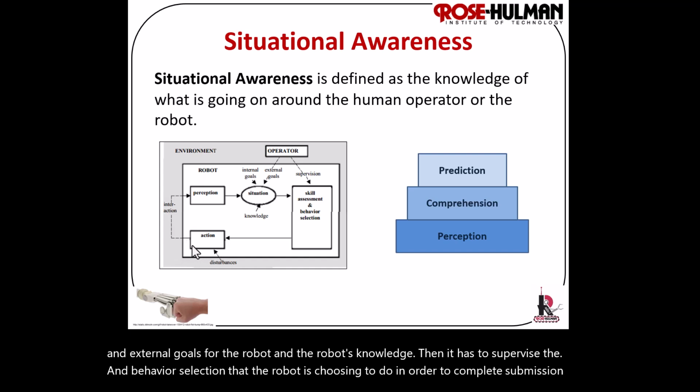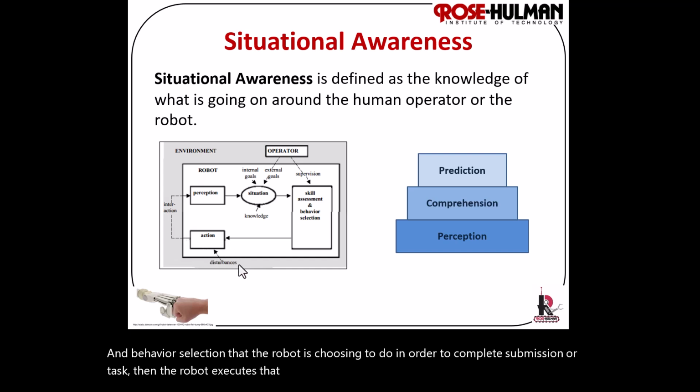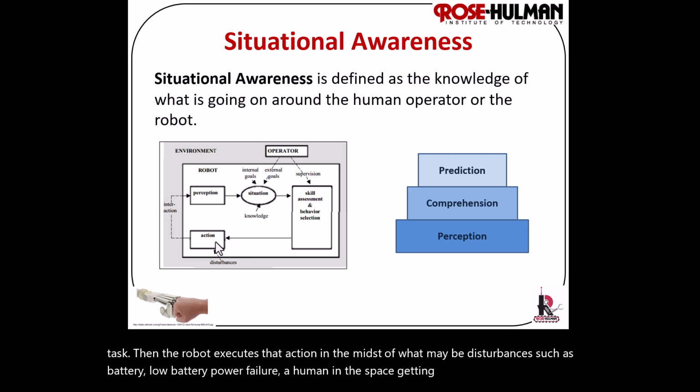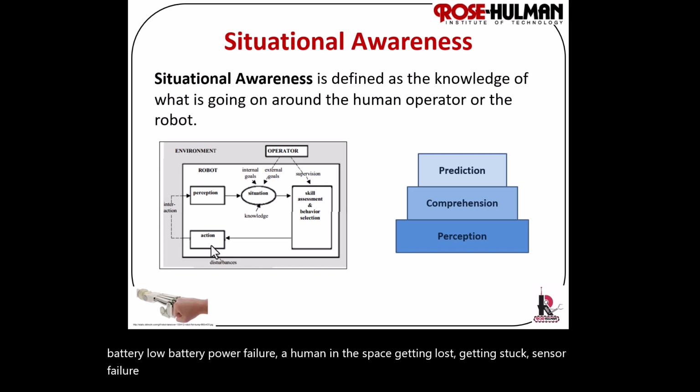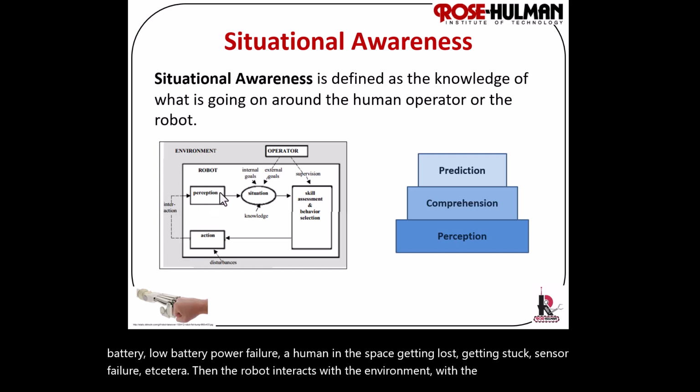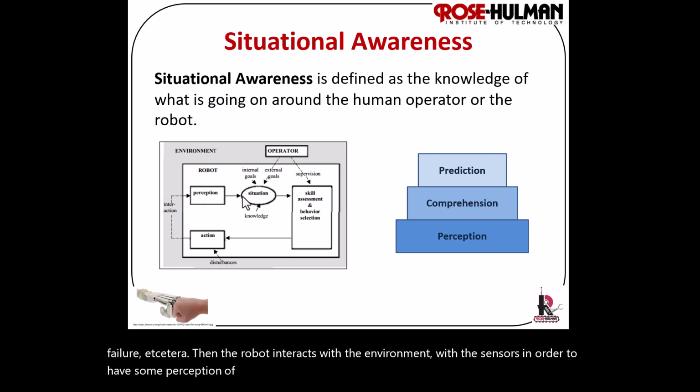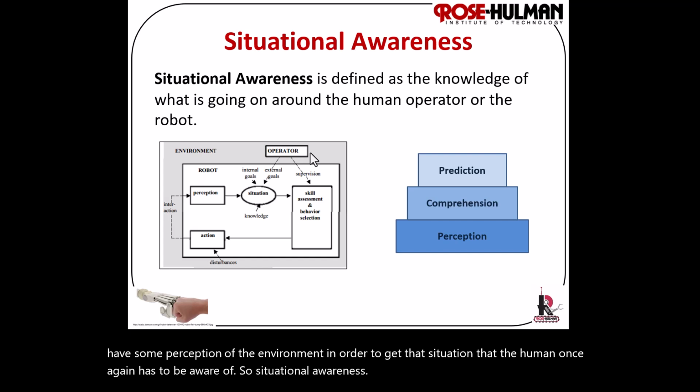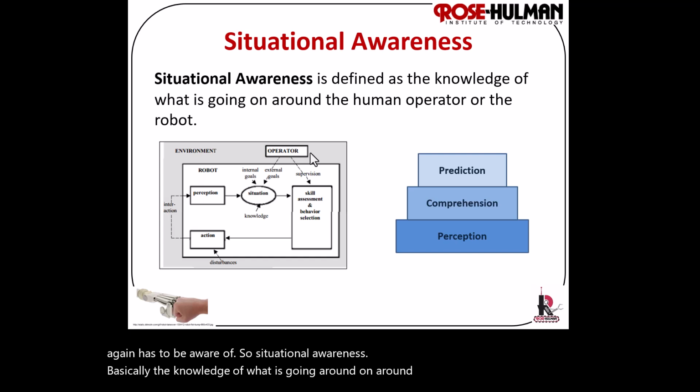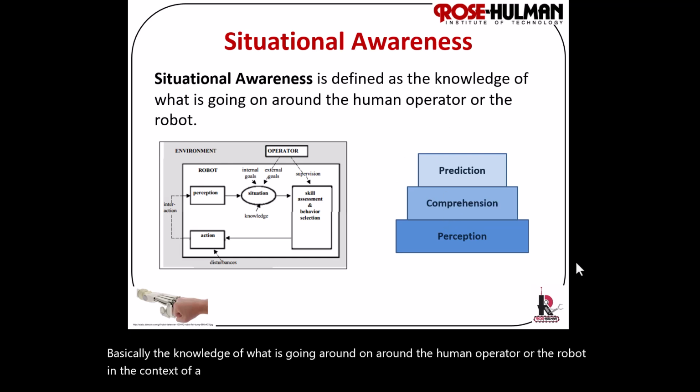Then the robot executes that action in the midst of what may be disturbances such as low battery, power failure, a human in the space, getting lost, getting stuck, sensor failure, etc. Then the robot interacts with the environment with the sensors in order to have some perception of the environment in order to get that situation that the human, once again, has to be aware of. So situational awareness is basically the knowledge of what is going on around the human operator and/or the robot in the context of a mission or task to be completed.